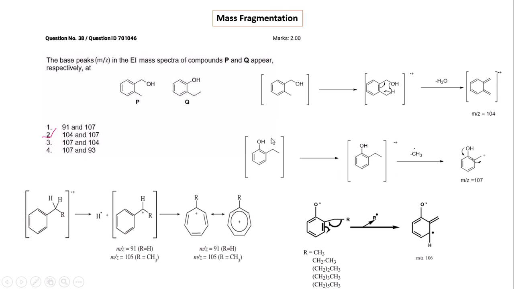But for the corresponding phenol derivative, 2-ethyl phenol, the cleavage occurs by loss of the methyl radical, and gives the M/Z ratio 107. This radical mechanism occurs via the elimination of the alkyl group.